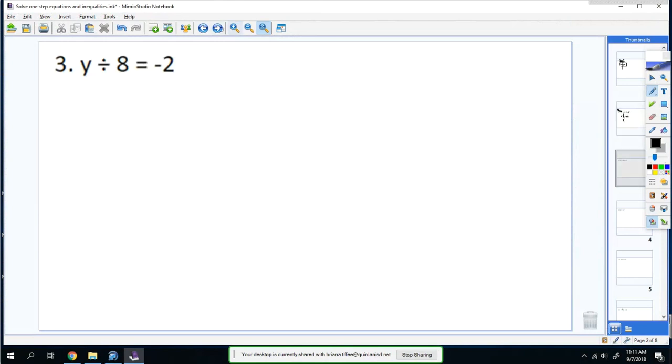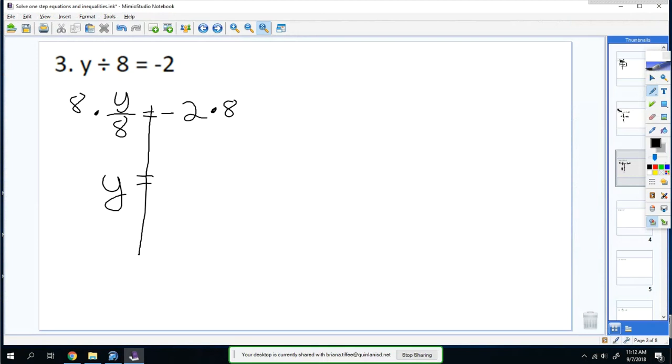All right, let's try another one. Y divided by 8 is equal to -2. Well, I can actually rewrite that like that. So it would be the same thing we just did. I love problems like this. I love it when it's being divided because your opposite operation is multiplying. So it actually makes it easier because we all know how to multiply. So -2 times 8 is -16.